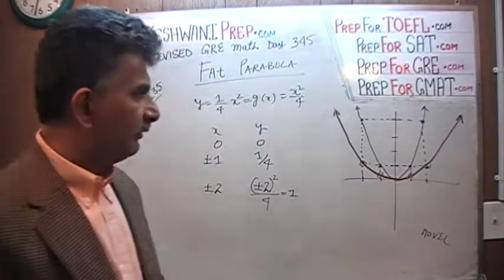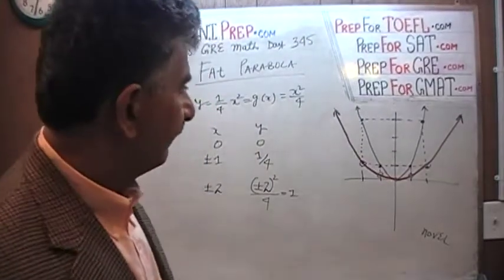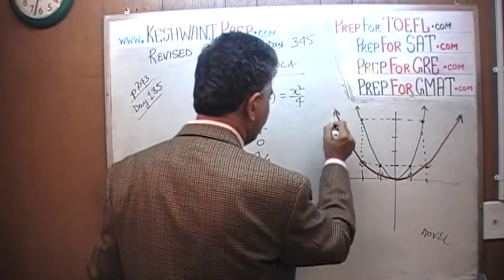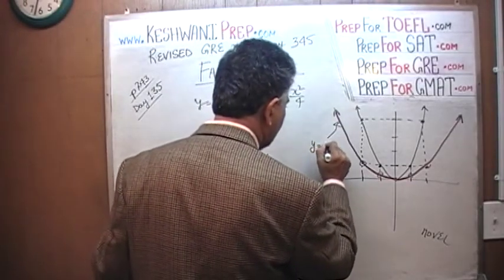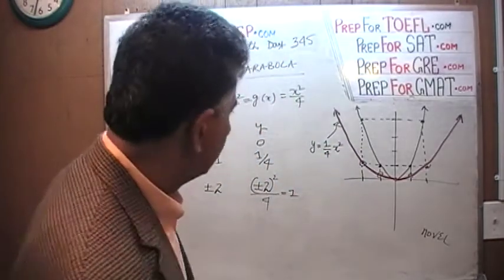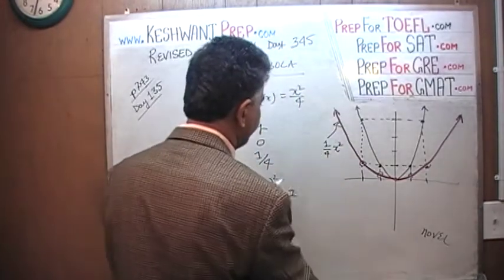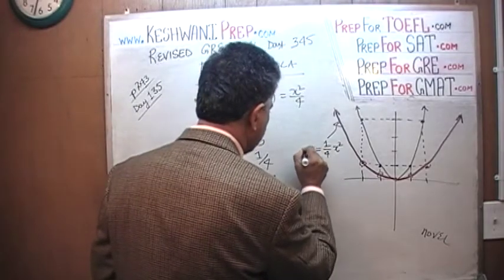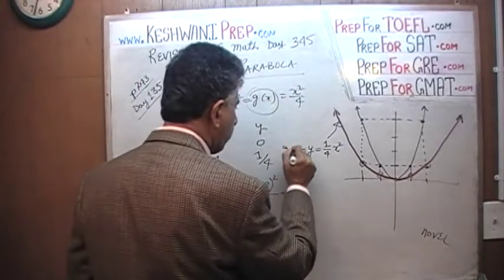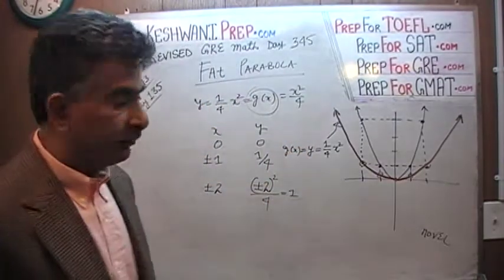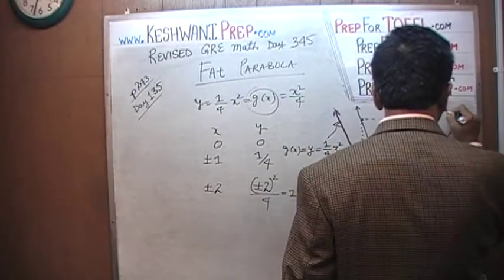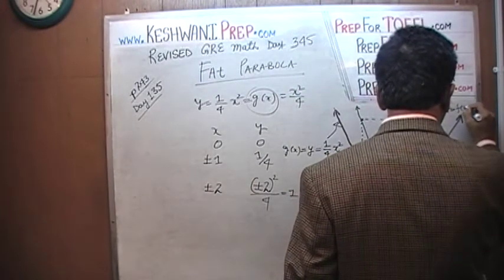This new parabola that we see there, as you can see, is our fat parabola, and the equation of this parabola is y is equal to 1/4 of x squared. And this new function, we called it g of x. Our original function was simply y is equal to x squared, which is right here, and we call that f of x.